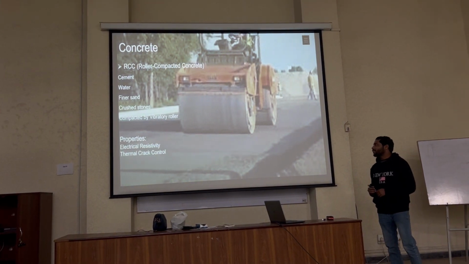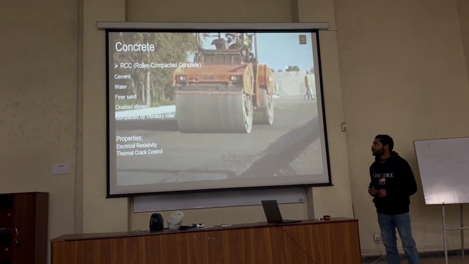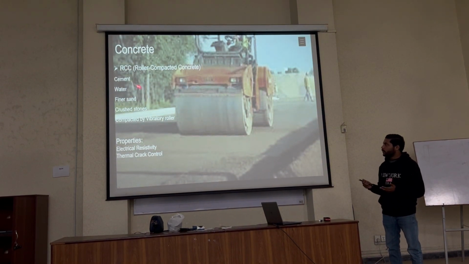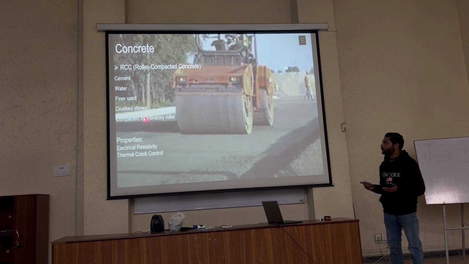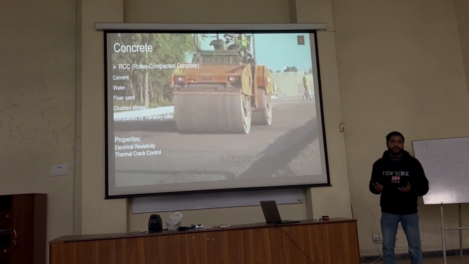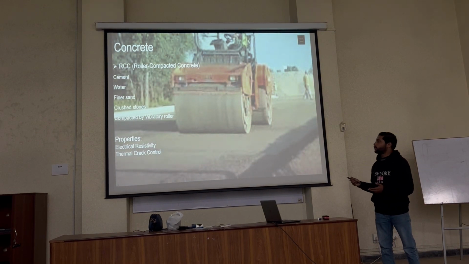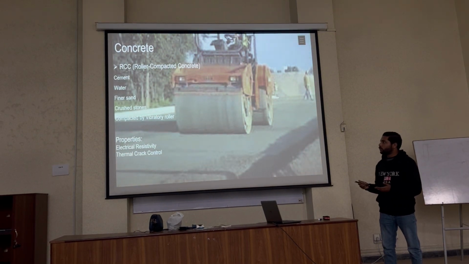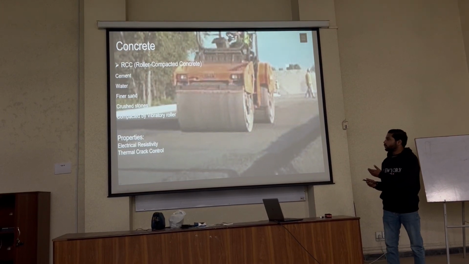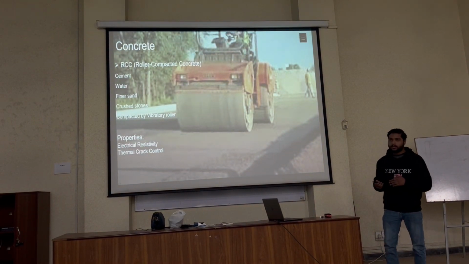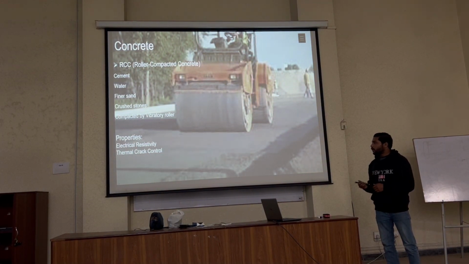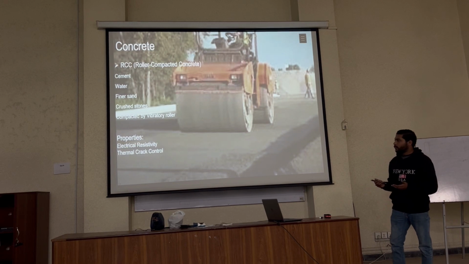So the next concrete type is RCC, roller compacted concrete. We can see the normal materials that are used: cement, water, furnace slag, and crushed stones. We can see it in daily life on roads and everywhere. It has to be compacted with a vibratory roller. They just harden the concrete this way, and it has very good electrical resistivity and thermal crack control.